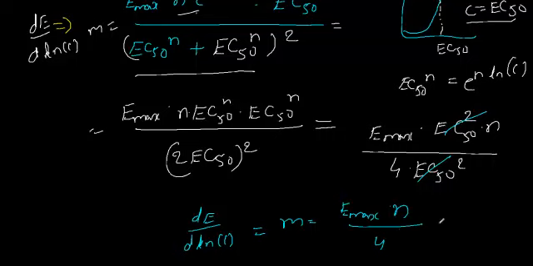Then, since I know the value of the slope, I can calculate the Hill factor. Now I can calculate the Hill factor. N is nothing but 4 times the slope over e max, right? N is nothing but 4 times the slope over e max.